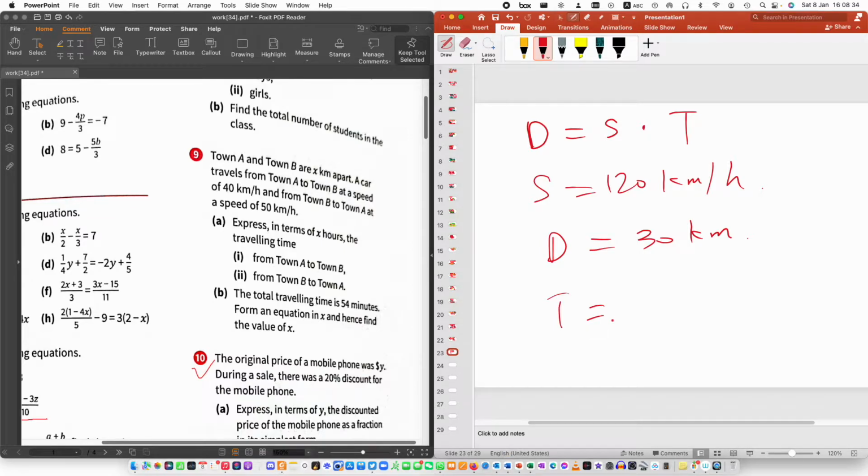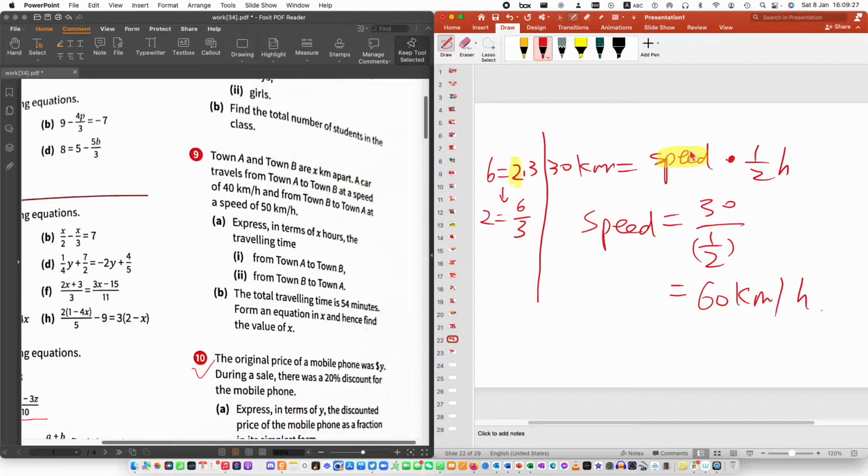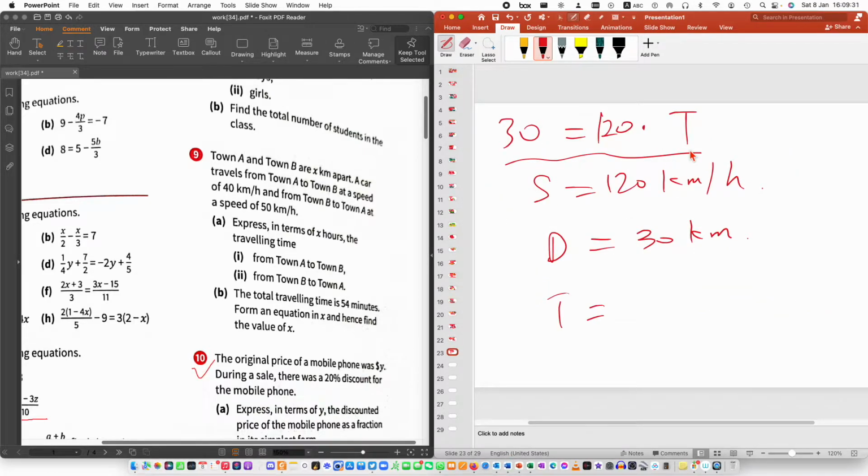Do it. So your D now is 30, you just replace your S with 120. Then how do you get the T? If you don't know how to get the T, I think it's pretty easy to get the T. 120 T, how do you get the T? Proportionality. How do you get the T?